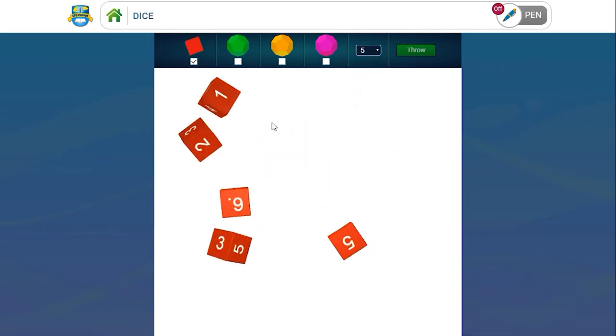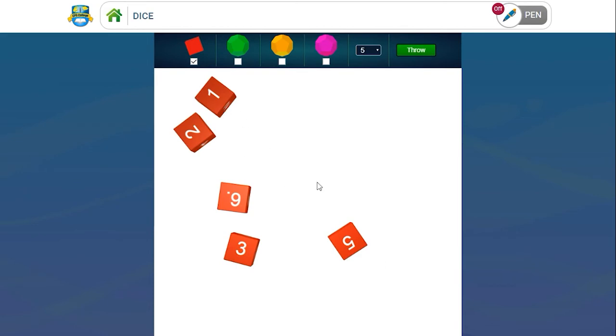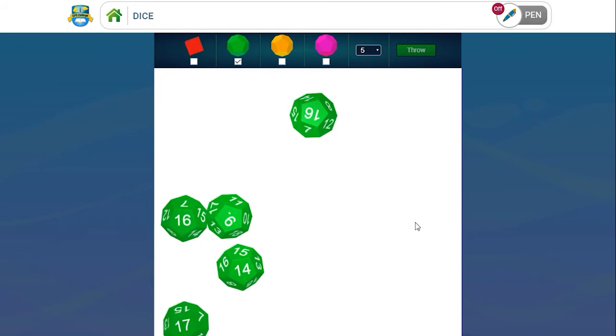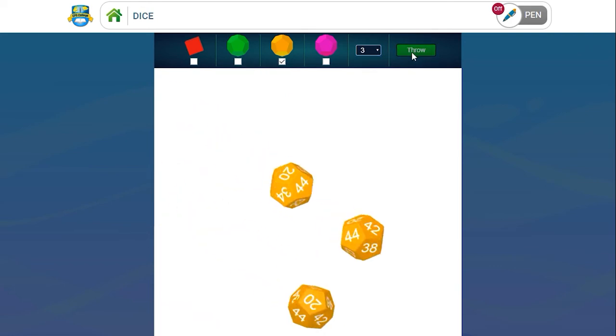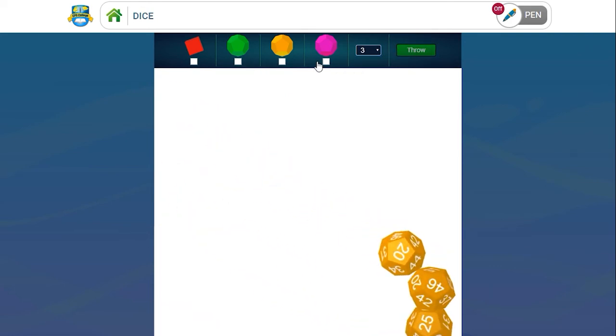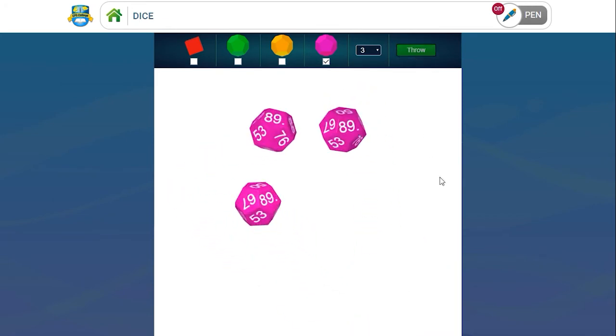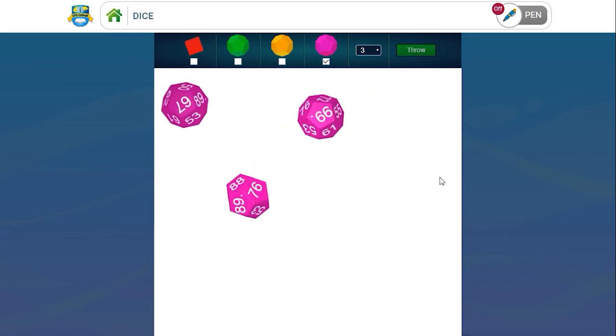So you could roll 5 dice 1 to 6 and the children have to add the total. Or you could throw 5 dice with numbers between 2 and 19. Or you could throw 3 dice with numbers between 21 and 50. Or you can throw 3 pink dice and they have higher numbers again. The numbers tend to be between 51 and 99. So quick round of mental arithmetic, maybe to warm up a session.